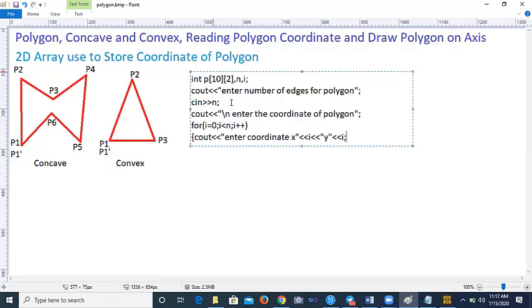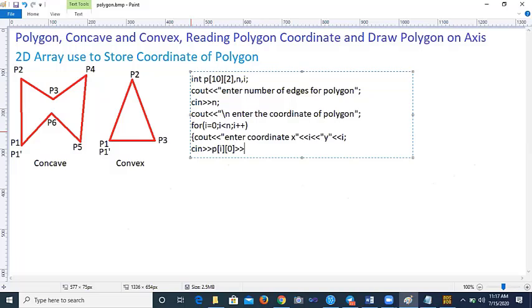Okay, so once this is x i, y i, what does this indicate? The i value is 0. So here it becomes x0 y0. Now start with your cin. Then read this first point. So P of i 0. What does this indicate? P of i 0 is my x coordinate.